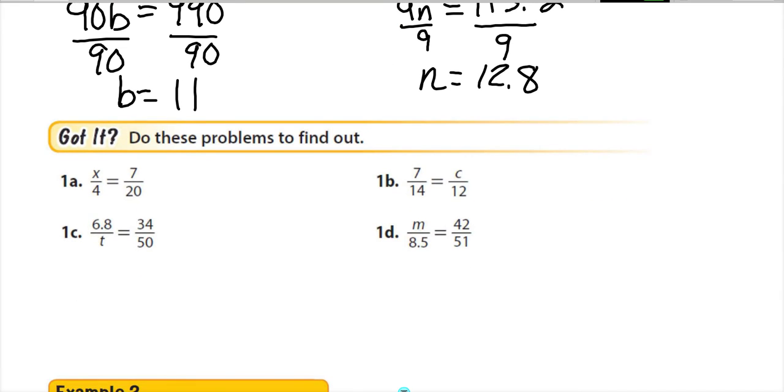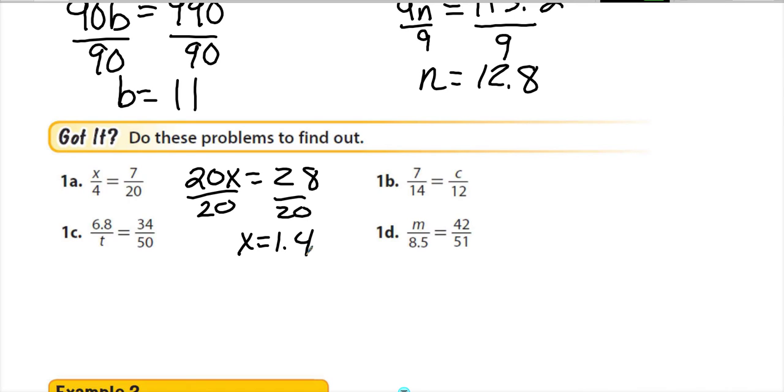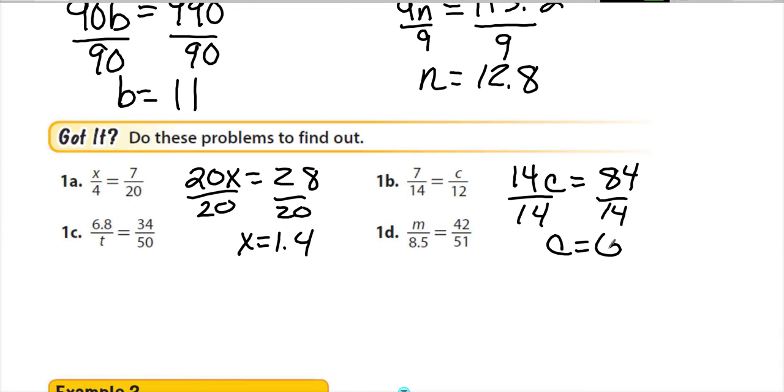All right, let's take a look here. So we have x over 4 equals 7 over 20. So that's going to give us 20x equals 28. Divide that by 20. And the answer is 1.4. Okay, letter B. This time it's going to be 14c equals 7 times 12 is 84. We're going to divide by the coefficient of 14 and that makes 6.